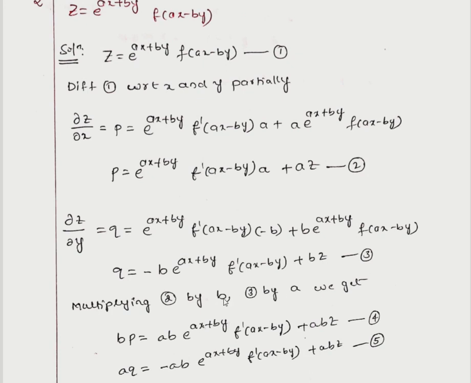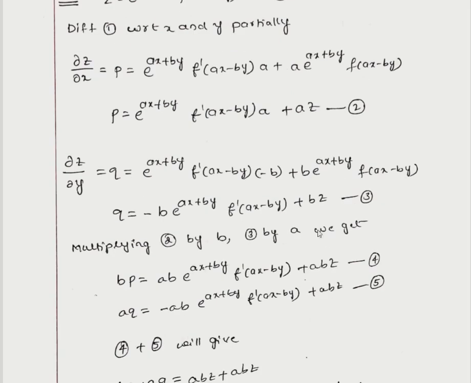We get, multiply equation 2 by b. Therefore bp is equal to, here already a is there, multiply b. Therefore ab into e power x plus by into f dash of x minus by, plus already az is there, multiply b. Therefore abz. This is equation 4. Similarly, multiply equation 3 by a. Therefore aq is equal to, multiply a. Therefore minus ab e power x plus by into f dash of x minus by, plus here multiply a, b z. Call this equation 5.